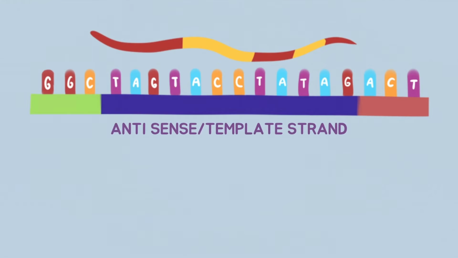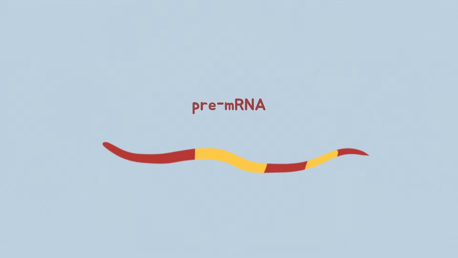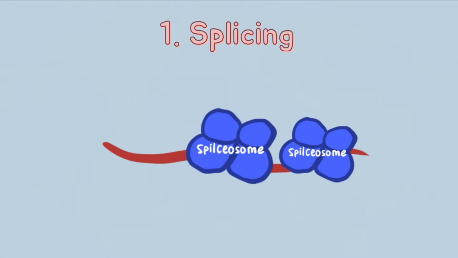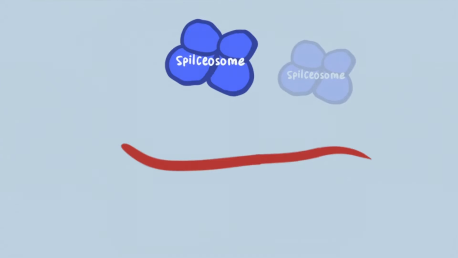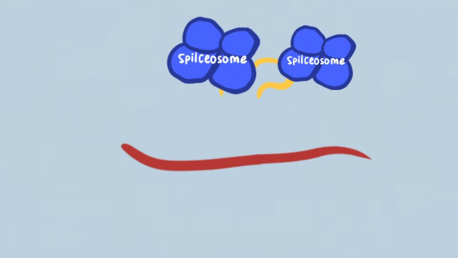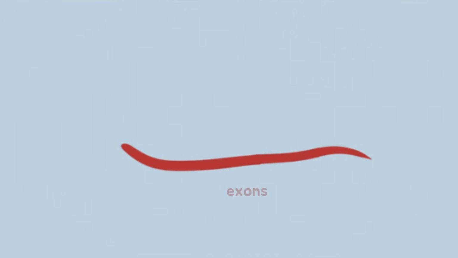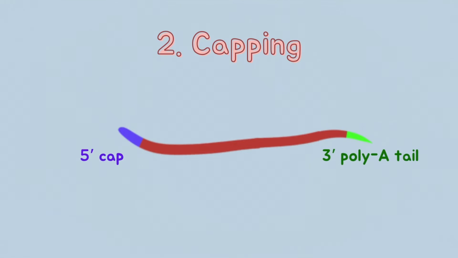After transcription, the newly formed pre-mRNA undergoes editing to become mature mRNA. This includes splicing, which is cutting out unnecessary parts called introns by spliceosomes, and joining the remaining exons together. Next is capping, which is adding a special cap, GTP, at the 5' end and a poly A tail at the 3' end. The cap and tail help mRNA find and attach to ribosomes during translation and protect it from enzymes that break it down.